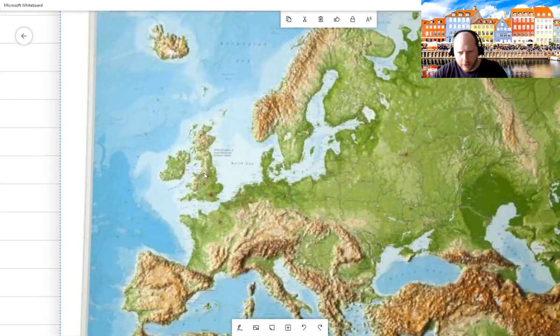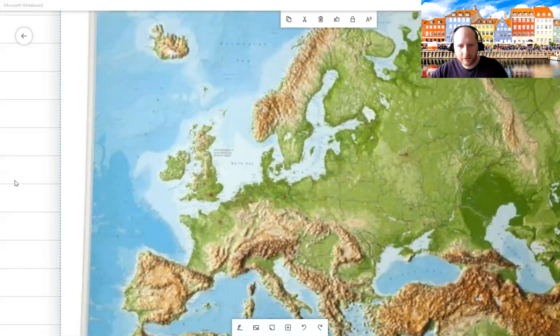Now, Denmark is all pretty much the same colour. It's all green. It's all very low. I would tell you what the highest mountain was, but unfortunately, there are no mountains in Denmark. There is a hill, which isn't particularly high, but that's as good as it gets in Denmark. Just hills, and not many of those. It's very, very flat. Okay.